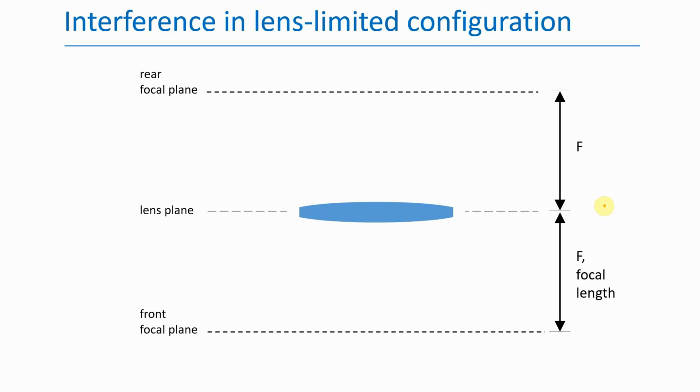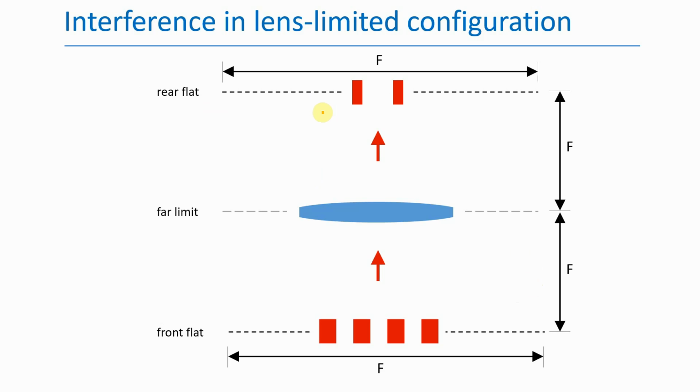First, let's review some basics about lenses. Every lens has a focal length, and we'll call it f. F is the parameter that makes it a weak or a strong lens, and it defines two planes. The front focal plane, which lies a distance f in front of the lens, and the rear focal plane, which lies a distance f behind the lens.